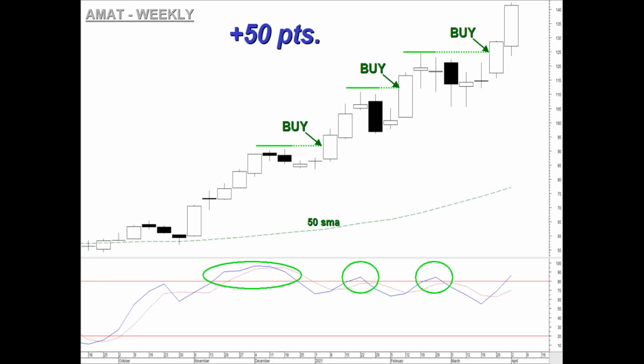We're above the 50-period moving average. This is going back to October. So this is telling us we're buyers. If we're a buyer, we're going to exploit the so-called overbought areas. And so we just identify that 3-bar pattern right here. We could have gone long in January and potentially captured 50 points on a weekly time frame.